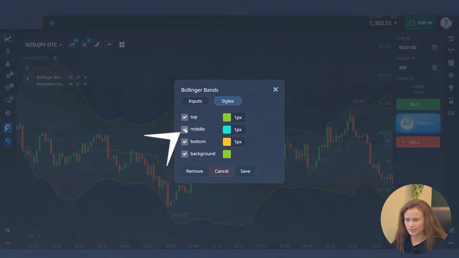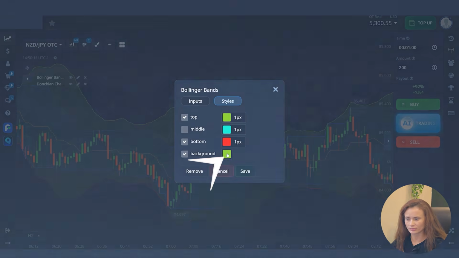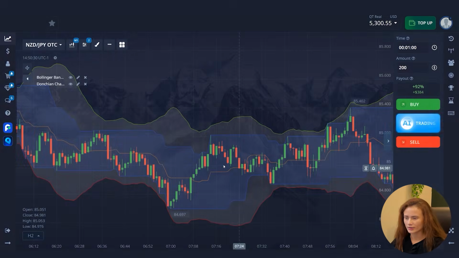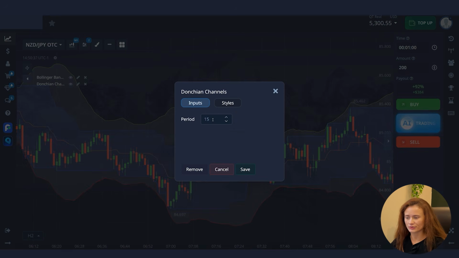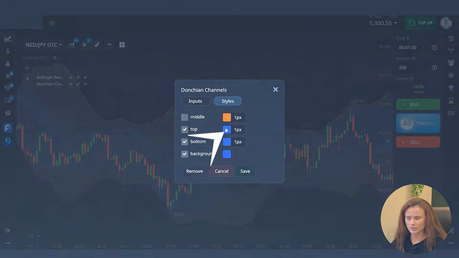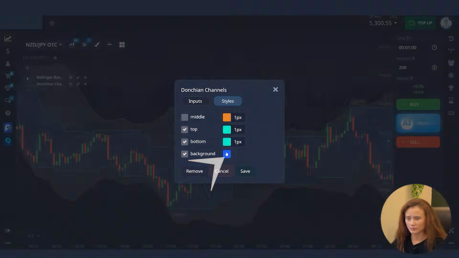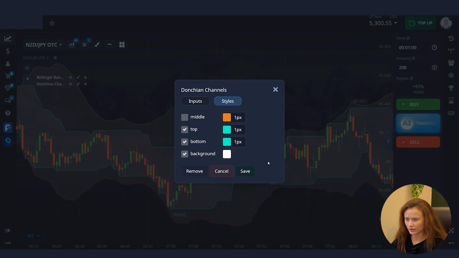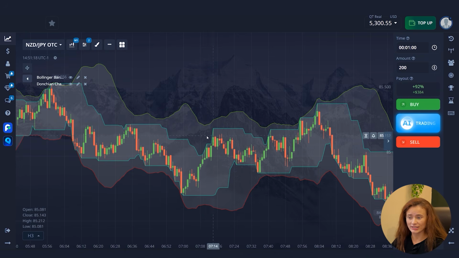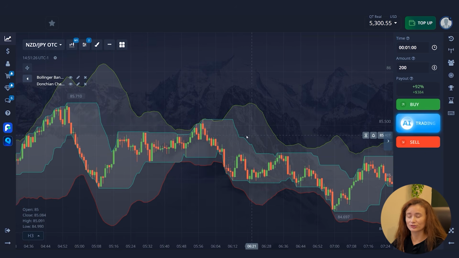In the style settings, I will disable the middle line, the top line will be green and the bottom line will be red. The background color of the indicator will be white. The Donchian Channels period must be reduced to 15. In the style settings, I will also disable the middle line. The color of the top line will be turquoise, the bottom line is also turquoise, and the background color of the indicator will be white. Now the configuration is complete. Now you can start searching for situations and open trades. I'm sure that you will like this chart and you will often use it in your work.